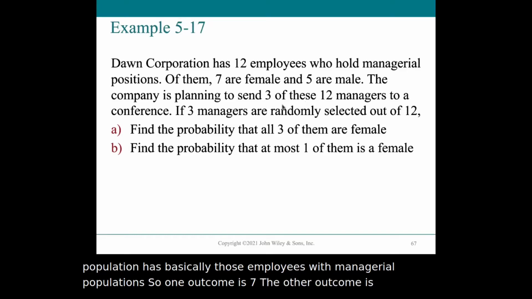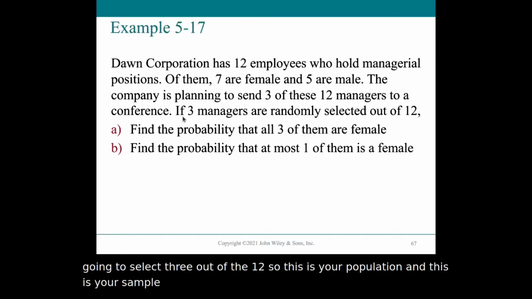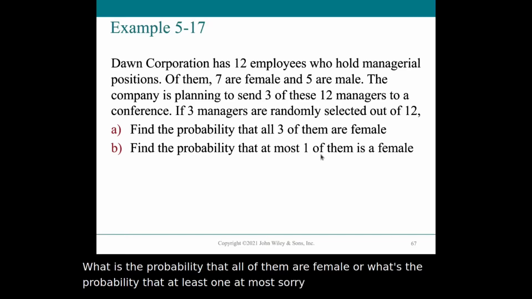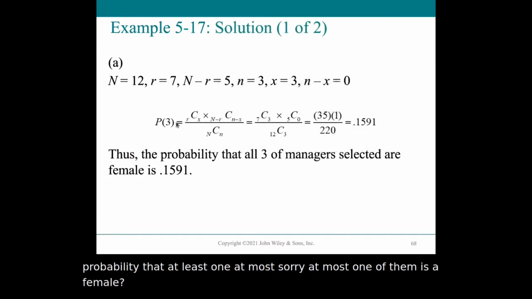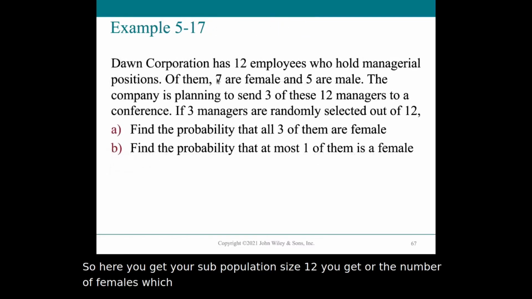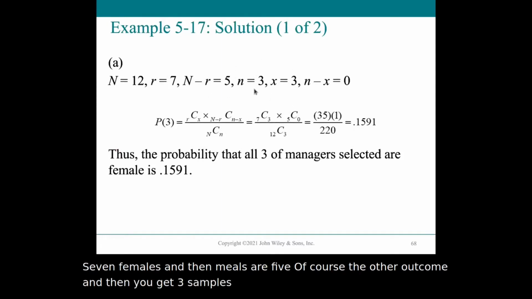So if you're going to select 3 out of the 12, so this is your population and this is your sample, 3. So what is the probability that all of them are female, or what's the probability that at most one of them is a female? So here you get your population size 12, you get the number of females, which is 7, and then males are 5, of course, the other outcome. And then you get 3 samples, 3 persons from those 12.